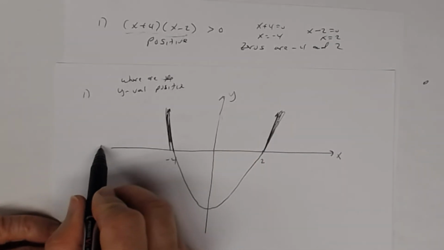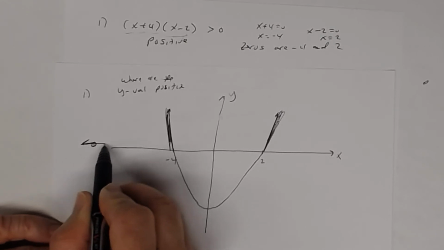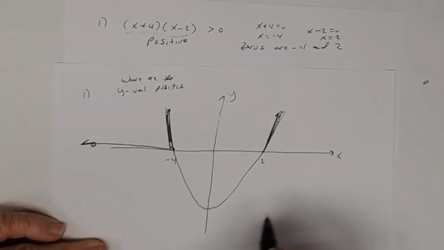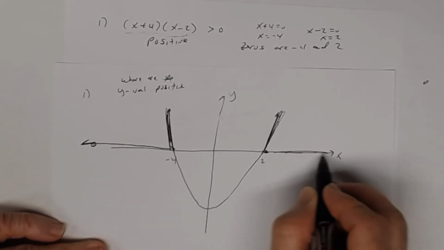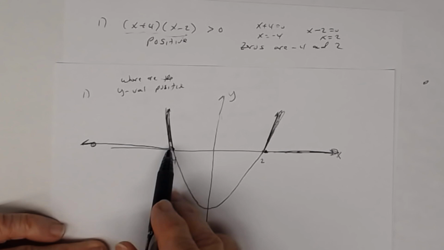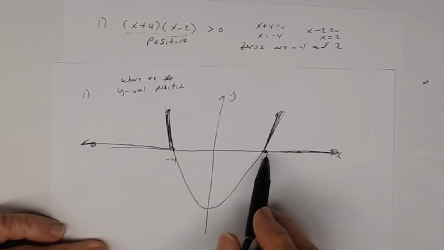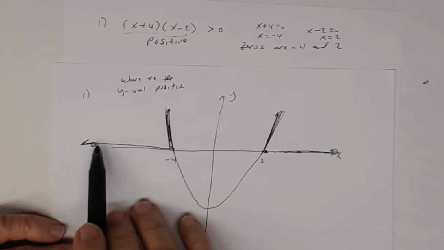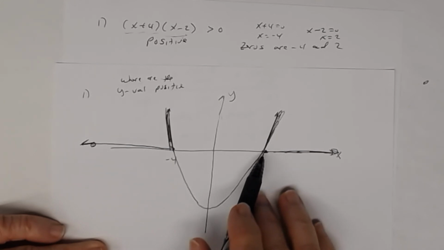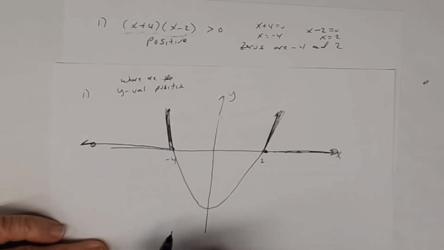So notice that from negative infinity to -4, my y values are positive. From 2 to infinity, my y values are positive. Now, I said up to -4. Now at -4 it's actually 0, and then at 2 it's 0. So I should have said from negative infinity up to -4, my y values are positive, and then any number greater than 2, my y values are positive.